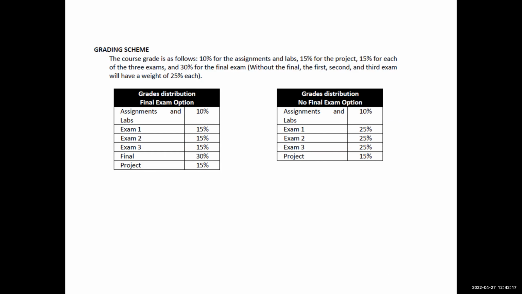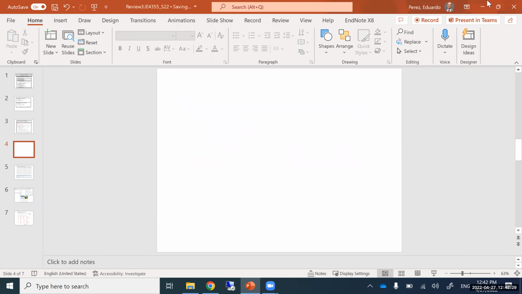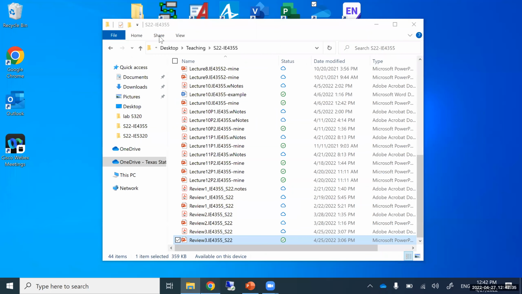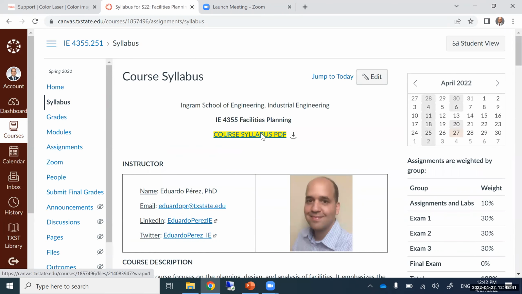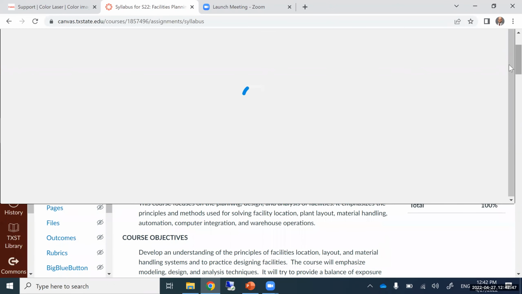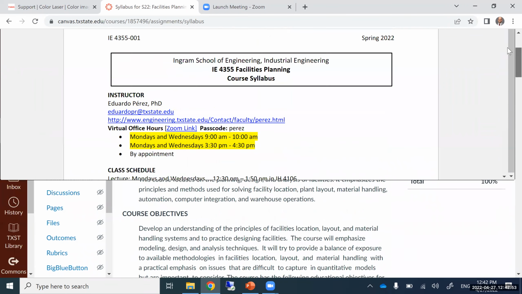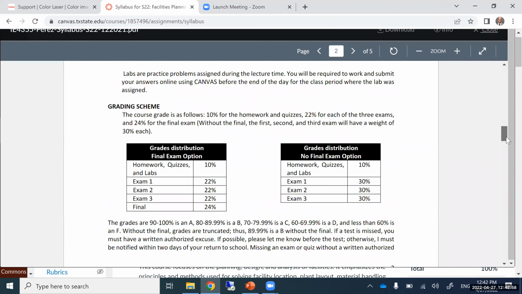So I think this is what the student was asking about, the grading scheme. Oh, this is incorrect. I'm sorry. I apologize. The right information is here in the syllabus.